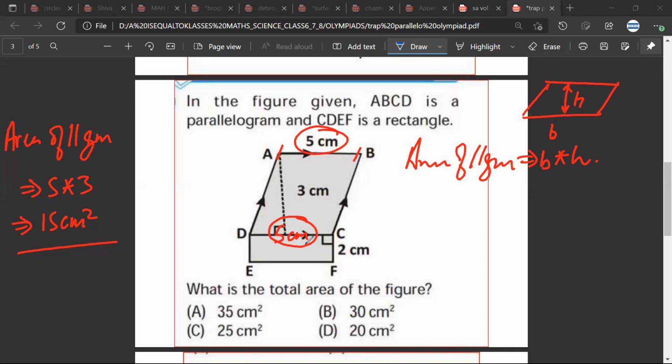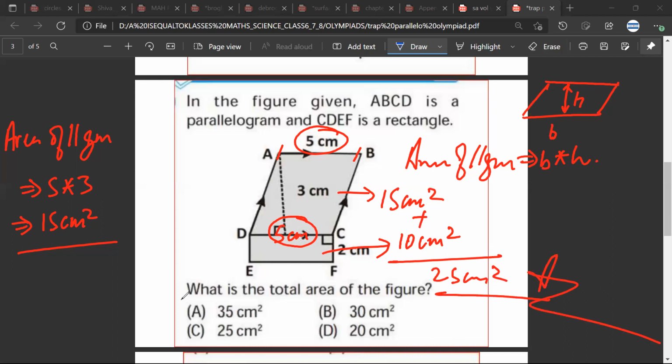Yes. So once we have found this area is 15 centimeter square, then this is a simpler area to calculate. This will be 5 into 2, which will be 10 centimeter square. So 15 plus 10 would be equal to 25 centimeter square. Do we agree to this or not? Yes. Great.